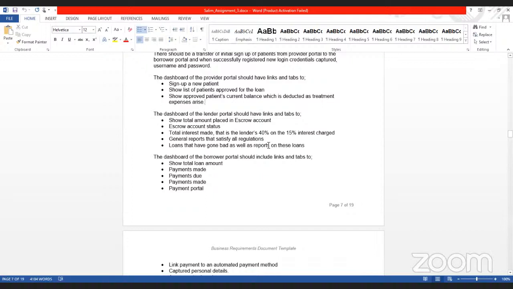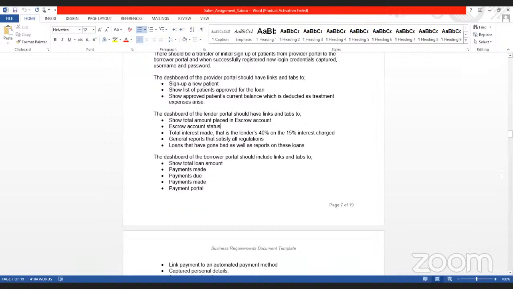So the lender portal should also have links and tabs that show the amount placed in the escrow account. So they should know how much is in their escrow account, due to maybe the deduction that is being made. But going forward, I was thinking maybe that would not necessarily be the case, since they would be managing their own escrow account. But nonetheless, we may try to implement that feature in the portal. Also, the total interest that they are being paid, and also the loans that have gone bad. So at least reports about these should be available on their dashboard.